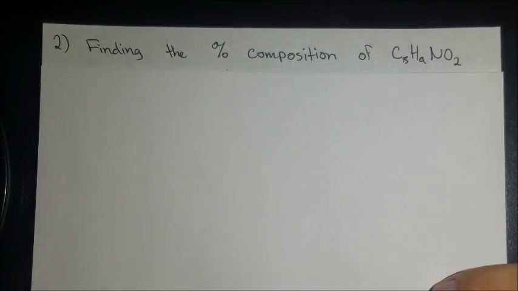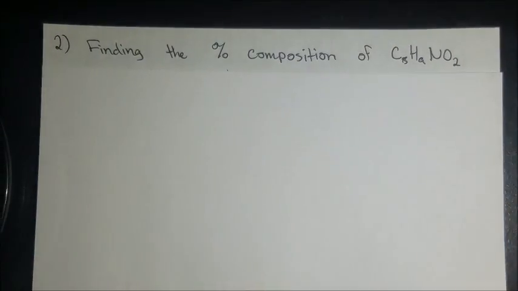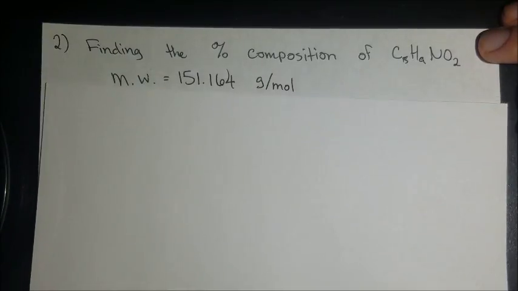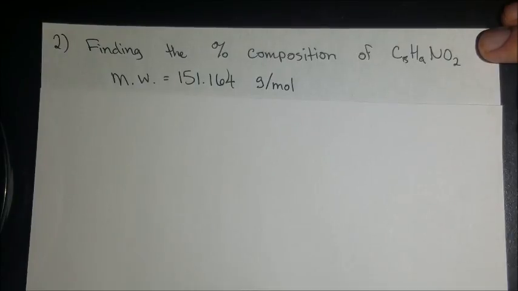Number 2 is a kind of problem that we've seen in the past as well, where we're being asked to determine what the mass percent composition of acetaminophen is. So we're given the chemical formula for acetaminophen. It's C8H9NO2. And I went ahead of time and calculated the molecular weight for acetaminophen, and it's 151.164 grams per mole.